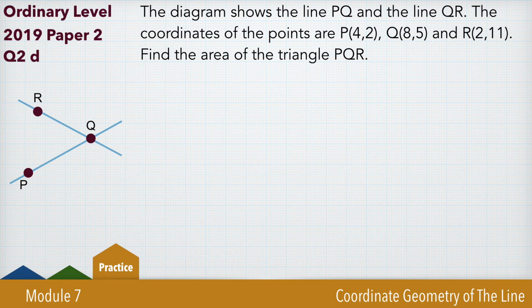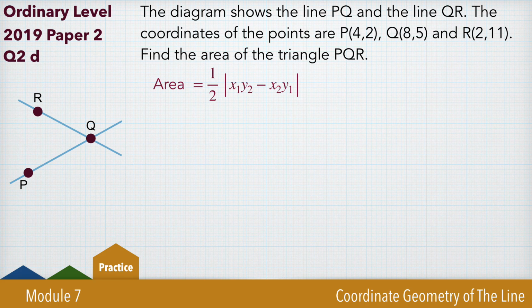Here we are given a diagram showing two intersecting lines. We are also given the coordinates of the points P, Q and R and must find the area of the triangle formed by the points. For this, we will use the area formula.